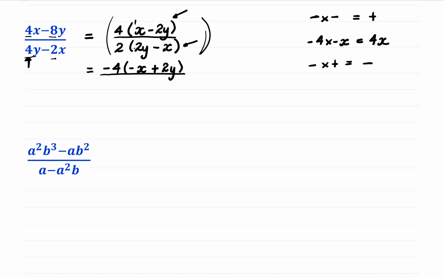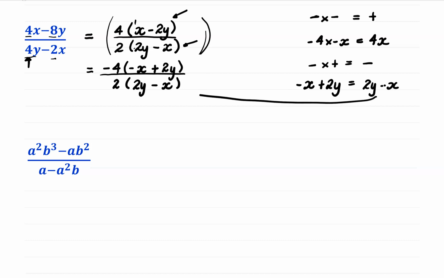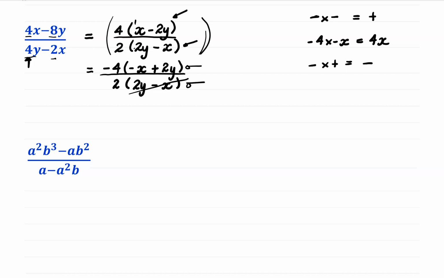Now downstairs, we're not going to pull out the negative. We're just going to leave it like we did before. So keeping the 2 there, and you can just copy what we had, 2y, take x. Now, can you see minus x plus 2y? If I just put the 2y at the front, that's 2y, and take x. Now that is exactly the same as that bottom bit. So in effect, these two are now the same. So they can cancel.